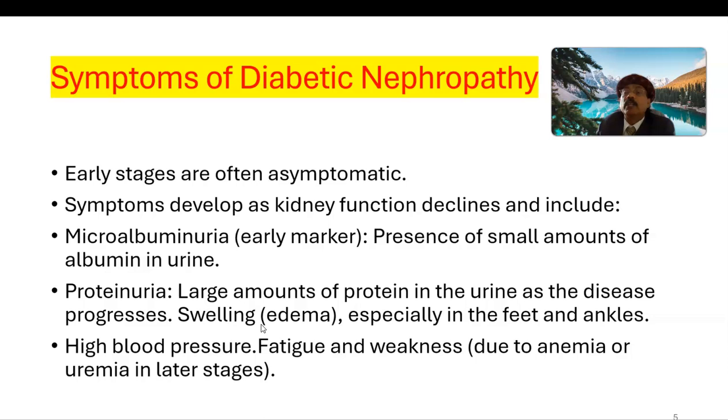It may be more than 300 milligrams per day. Swelling, edema, especially in the feet and ankles. High blood pressure, fatigue, weakness due to anemia, and uremia in the later stages. Anemia occurs because of kidney damage: there will be lack of erythropoietin, lack of stimulus to the bone marrow to produce blood cells, particularly RBC. There will be accumulation of waste products in the body that leads to uremia.